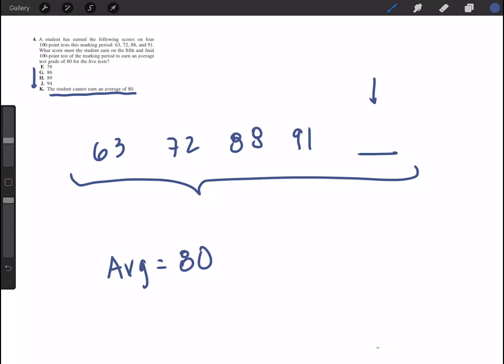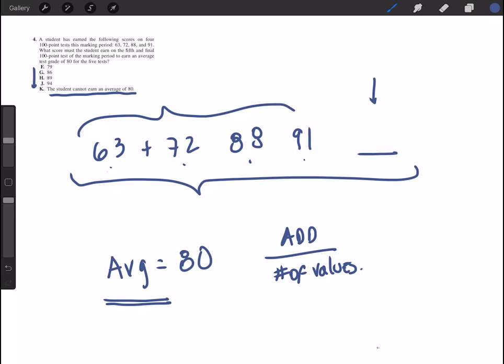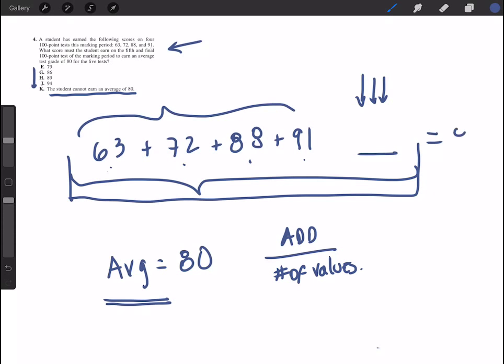Well, the first thing you need to know is how to figure out the average of a set of values. To find the average, of course, we add the values and then divide by the number of values that we used. So in this case, say we have 63, 72, 88, 91. We have 4 values. We could find the average for these 4, so we would add these 4 numbers and divide by 4. But that's not really what we need to do here, because considering this 5th test, for the entire marking period, we want the average to be equal to 80.